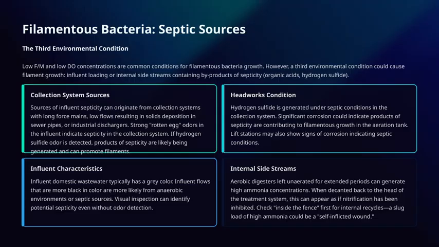On this slide, we're looking at filamentous bacteria and their septic sources, which is the third key environmental condition to consider. Typically, we see filament growth in conditions where the food-to-microorganism ratio, or F/M, is low, and dissolved oxygen levels are also low. But there's an additional factor we need to watch for, specifically, influent loading or internal side streams that contain byproducts of septicity, like organic acids and hydrogen sulfide.